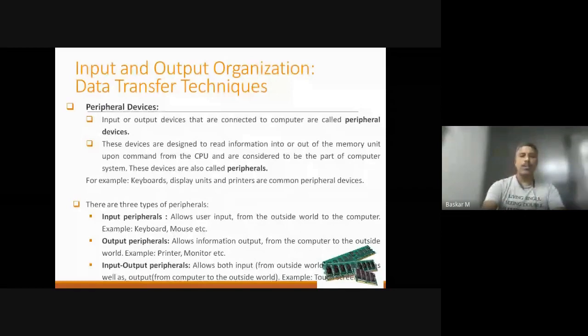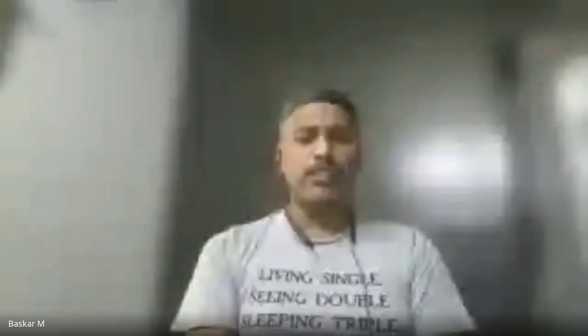This is a well-known example for input and output peripherals. Next one is, whenever we go for I/O organization, obviously between the input devices and the processor, or the processor and output devices, we are going to use one special hardware unit. That hardware unit we can call an interface. Now we are going to see that interface.